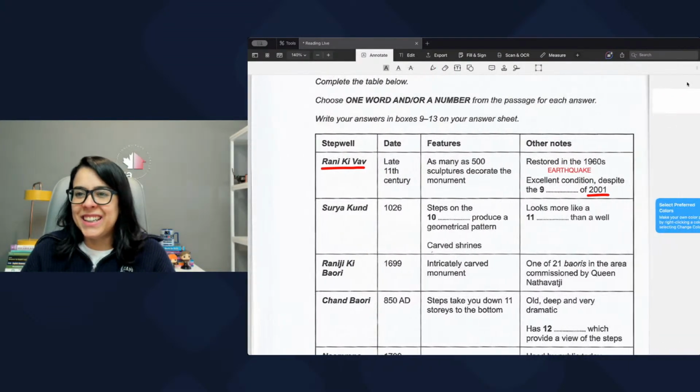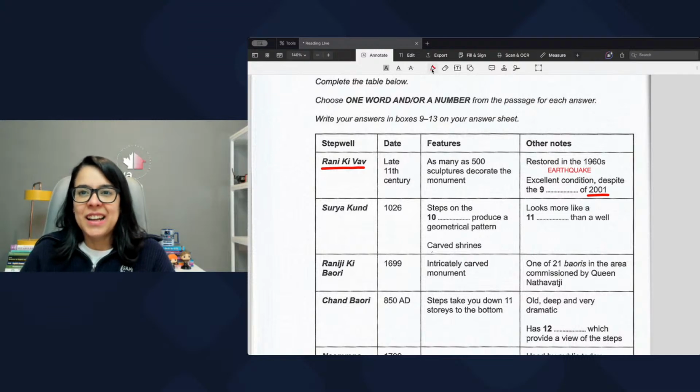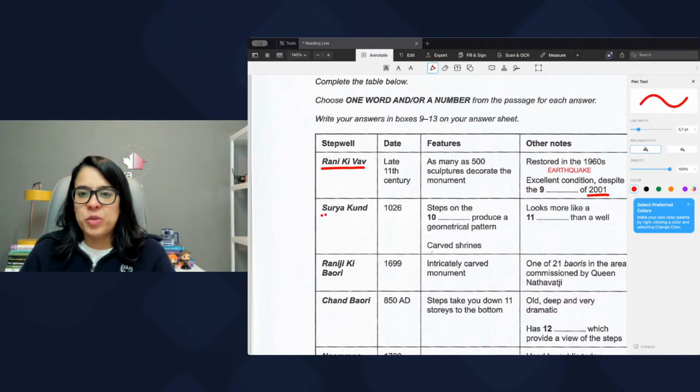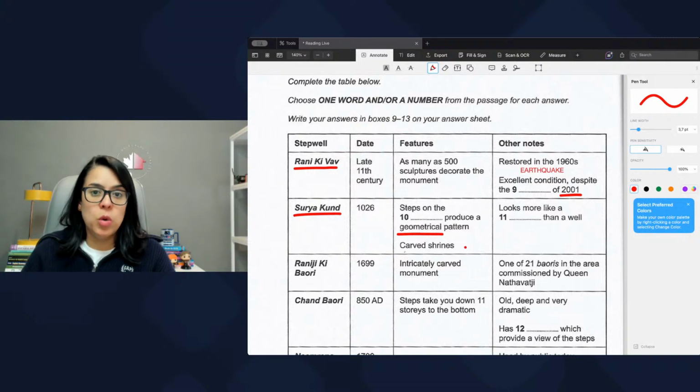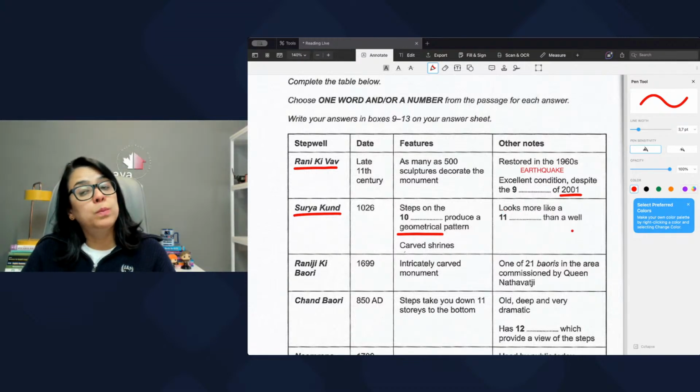And steps. So definitely a keyword. Steps on the something produce a geometrical pattern. I will focus on geometrical. Perhaps they will say exactly what geometrical pattern it is. A diamond, a star, a rectangle, an hexagon. Looks more like a than a well.